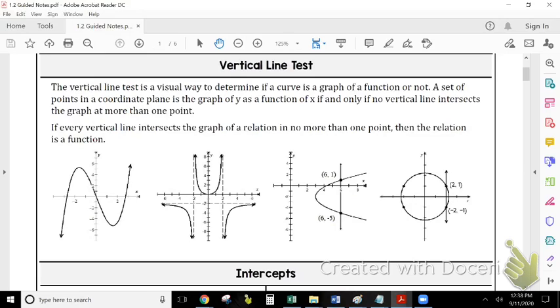a function. And so what they're saying here is you can take any number of vertical lines and draw through it, and as long as each of those vertical lines only touches it in one spot, then it's going to be a function. So let's look at the first one here. So I'm going to draw several vertical lines here. Did any of them touch that graph in more than one spot of that curve? They did not. Therefore, this is a function.